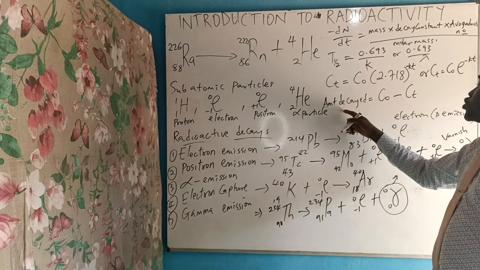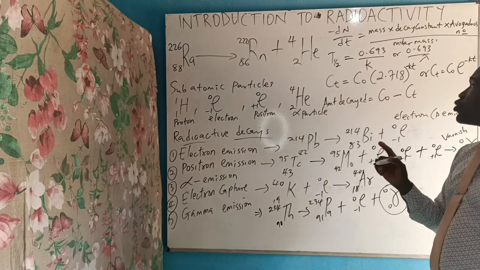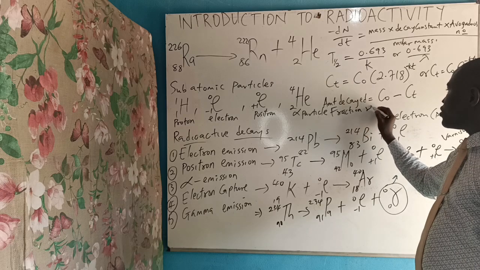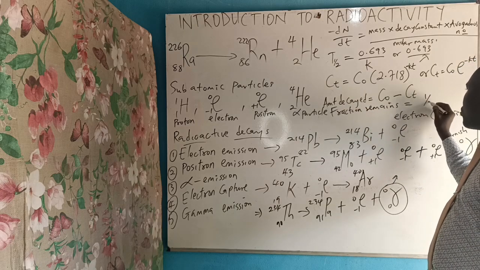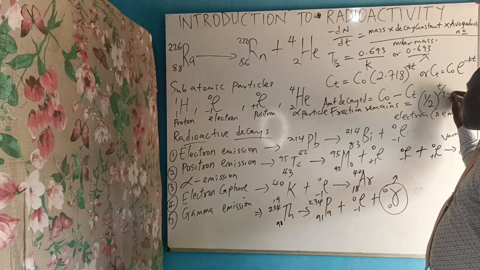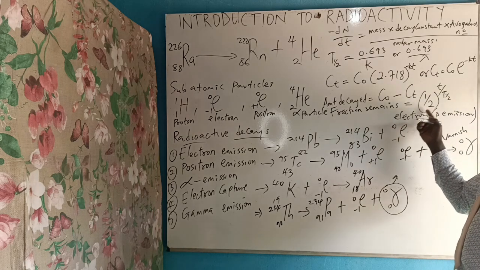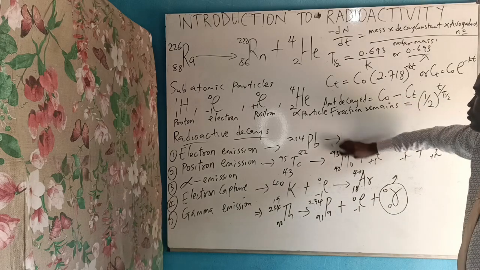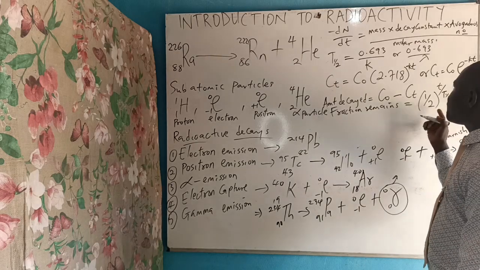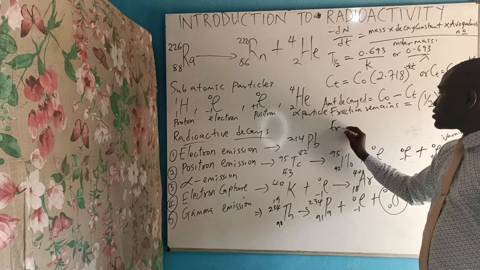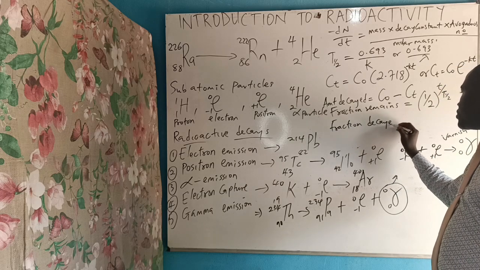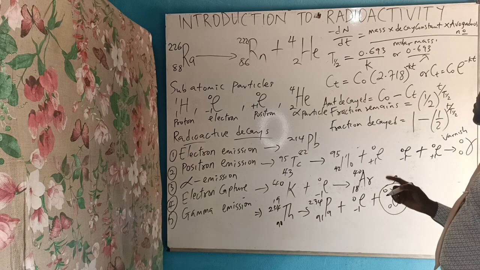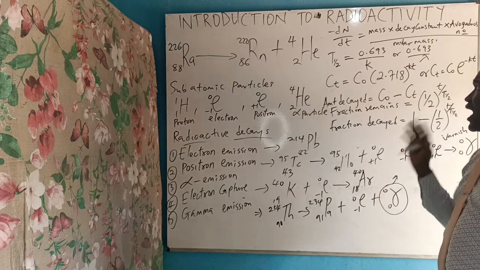Once you have gotten this, if they ask you for the fraction that remains, you say it is equal to 1 over 2 raised to the power of t over half-life. This is how to get the fraction that remains. So the fraction decayed will be equal to 1 minus 1 over 2 raised to the power of t over half-life. This is about the fraction decayed. These are some of the questions one can be asked in this topic.